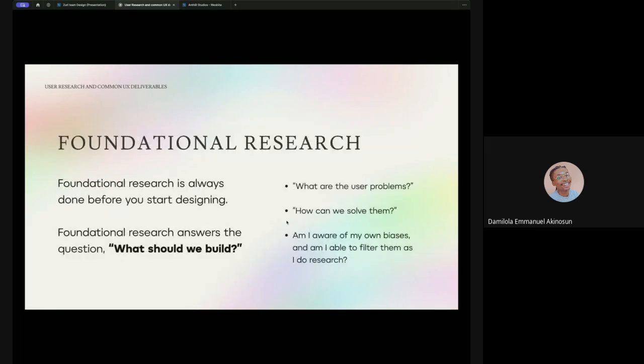Yeah, let's dive deeper into talking about the foundational research, right? So basically, the foundational research is always done before we start designing, like we said, and basically within the product life cycle, right? The foundational research happens during the brainstorming. Basically, it's like the first stage to help you empathize with your users, really understand their needs. Like we've been saying since before now, you cannot start without really trying to understand your users.